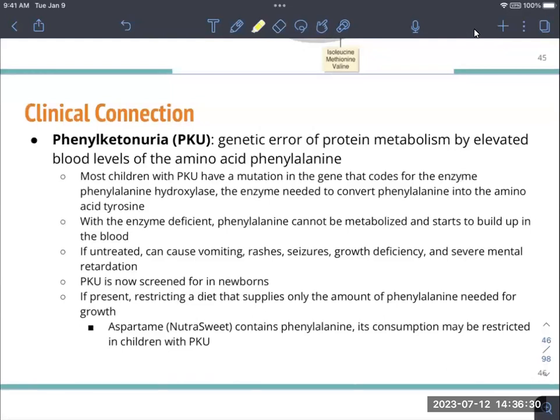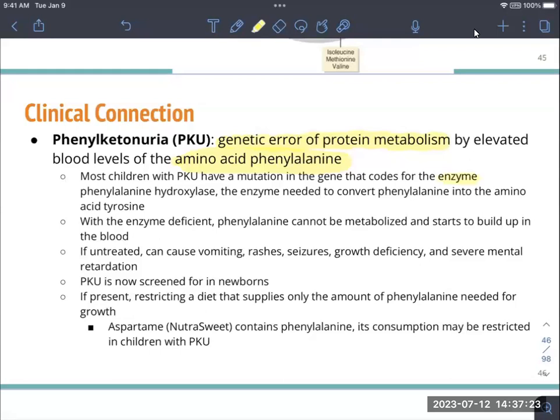Phenylketonuria. Phenylketonuria is a genetic error in protein metabolism. And if there are elevated levels of this phenylalanine, what happens to these people is their genes are coding wrong for the enzyme that breaks down this amino acid. This amino acid gets broken down into tyrosine. If they do not have this enzyme present, this phenylalanine will build up in the blood.